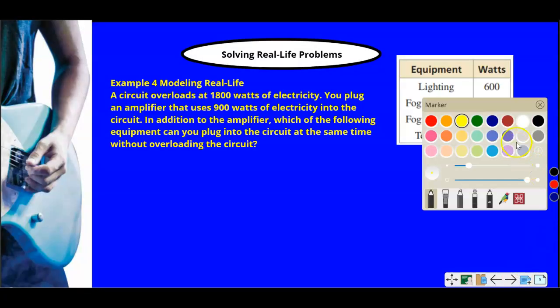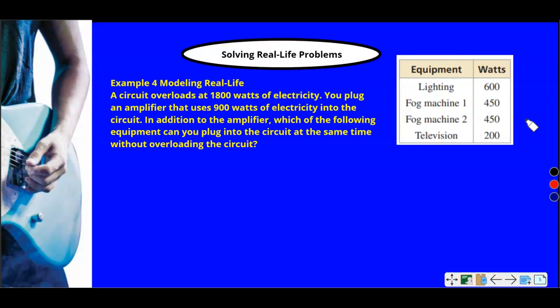All right, example 4, modeling real life. A circuit overloads at 1800 watts of electricity. You plug an amplifier that uses 900 watts of electricity into the circuit. In addition to the amplifier, which of the following equipment can you plug into the circuit at the same time without overloading the circuit? All right, so the first thing we want to do is understand the problem.